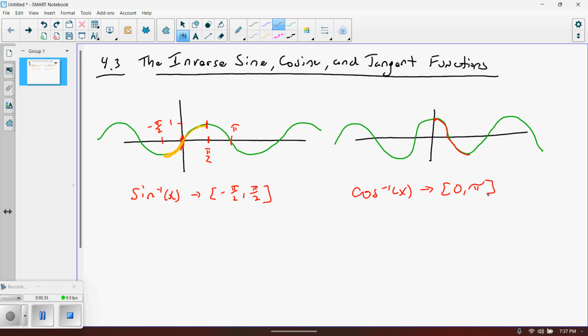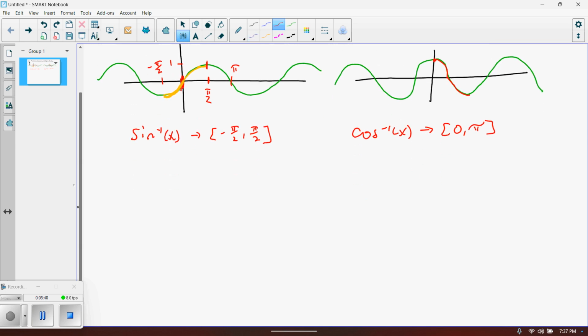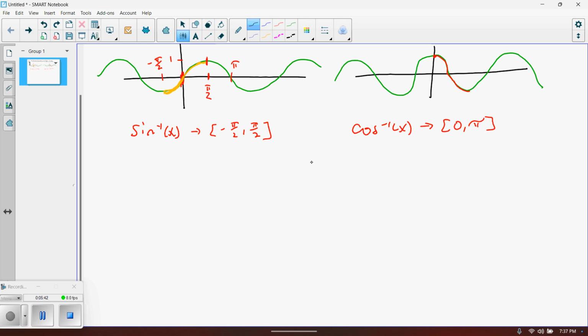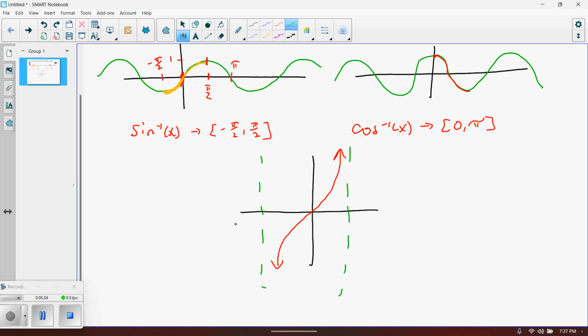That'll cover all the positive and negative outputs that we need. And then tangent is also restricted, but tangent is restricted because you're going to cover all the positive and negative values here, but if you remember, there are asymptotes between negative pi halves and pi halves, but that is typically one full cycle right there of tangent.